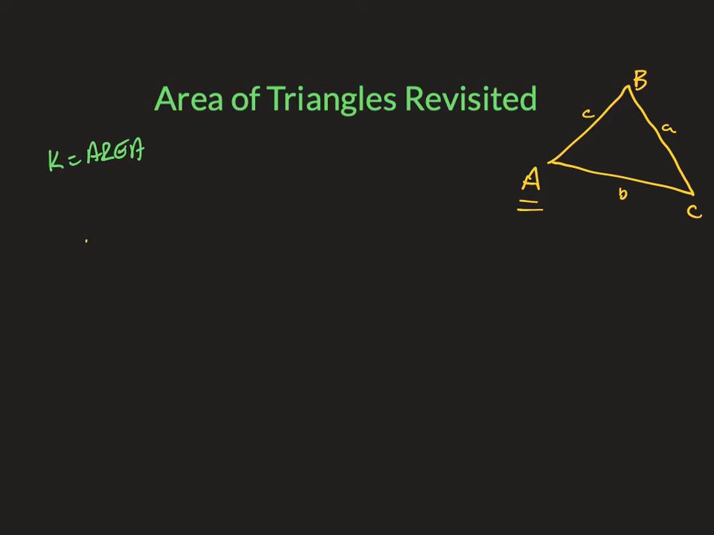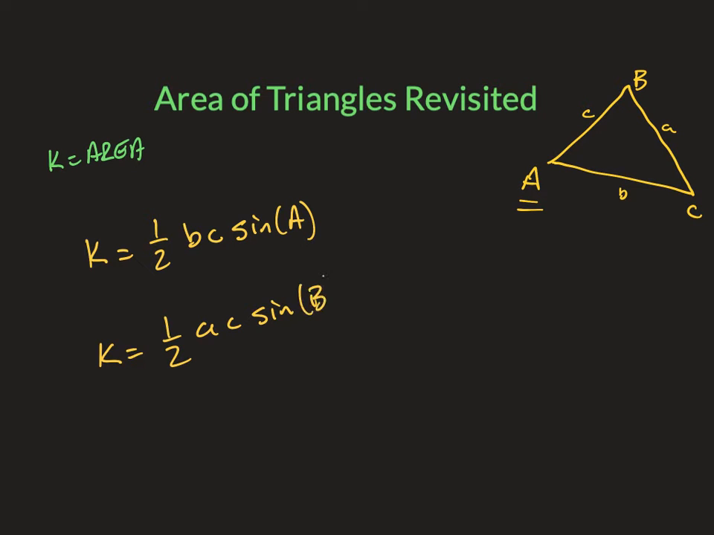So one version is K, the area, equals 1/2 BC, so 1/2 times leg B times leg C, times the sine of angle A. Another version was the area K equals 1/2 times A times C, sine of angle B. And then the third version was K equals 1/2 AB, and then it was sine of angle C.